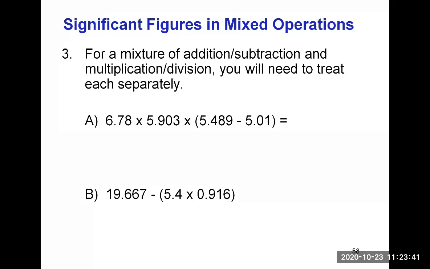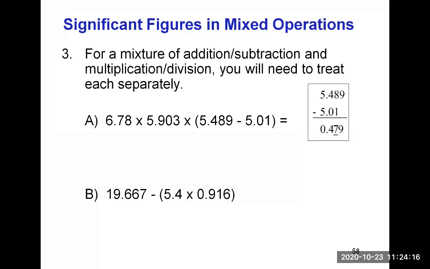6.78 times 5.903 times, and then we have a subtraction to do here in parentheses. So the first thing that you need to do is what's in the parentheses according to the PEMDAS rules. So you need to do the subtraction first. So the 5.489 minus 5.01. Here we align them according to the decimal point. The answer of that intermediate calculation is 0.479.